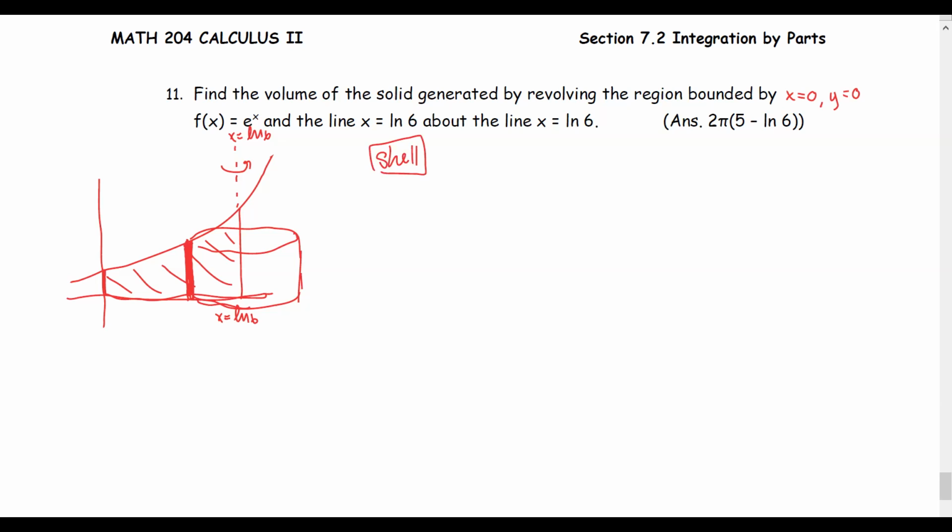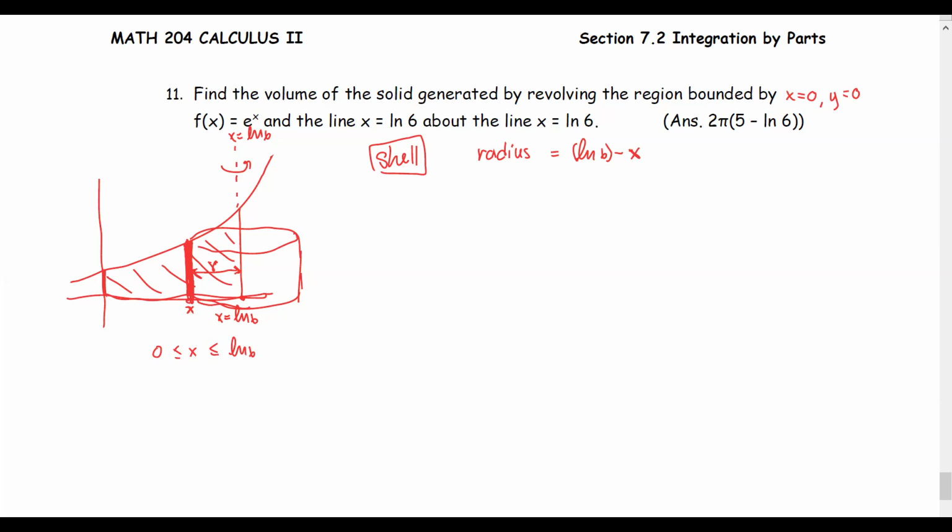we're going to need to find the radius of the shell. The radius of the shell is measured from the axis of revolution to the partition, or the bar that we formed. So this is the position x. The radius would be the right function, which is x equals natural log 6, subtracted by the position x. The position x will go from 0 to natural log 6. So we have the interval of integration from 0 to natural log 6.